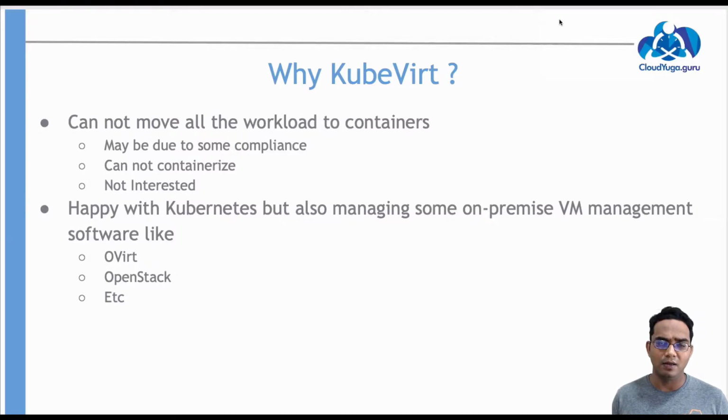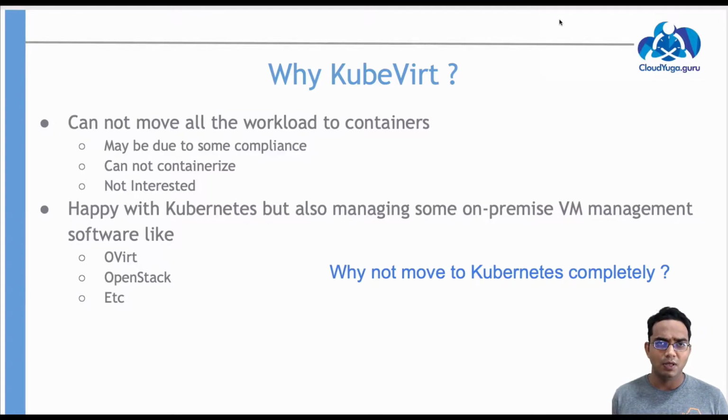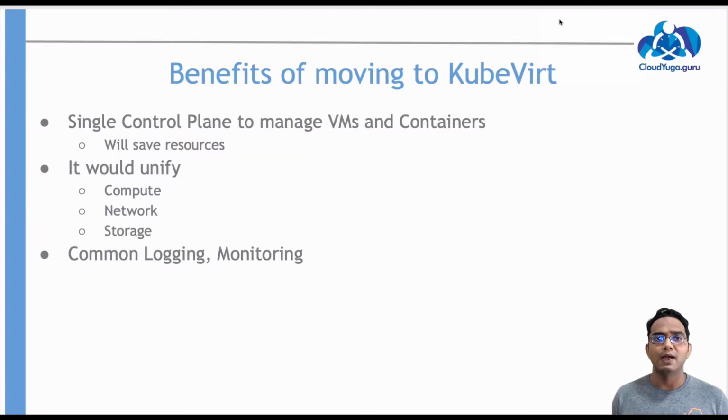And there are definitely solutions like oVirt, OpenStack, which you can have to run the VMs. But why not run them together? Because we now know how to manage containers at scale. We have all the infra and all the control plane and everything for that. Then why not manage the VM along with the same control plane what we have for containers? And that is what KubeVirt would bring in.